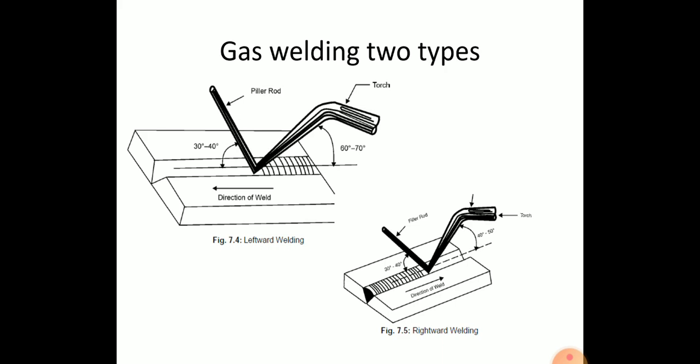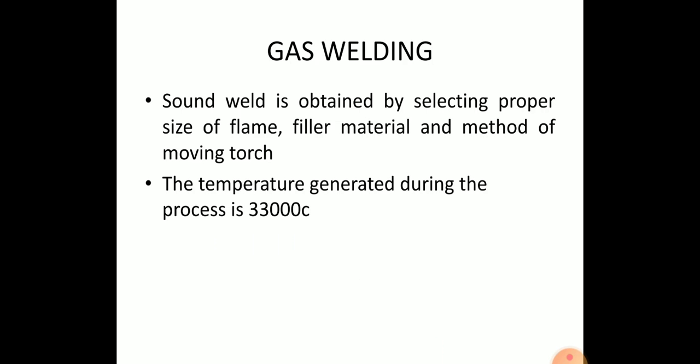Because of less consumption of filler rod, the cost of welding is less. This is the types of gas welding technique. Then is gas welding. In gas welding, a sound weld is obtained by selecting a proper size of flame, filler material and method of moving the torch. The temperature generated during the process is 3300 degrees Celsius.